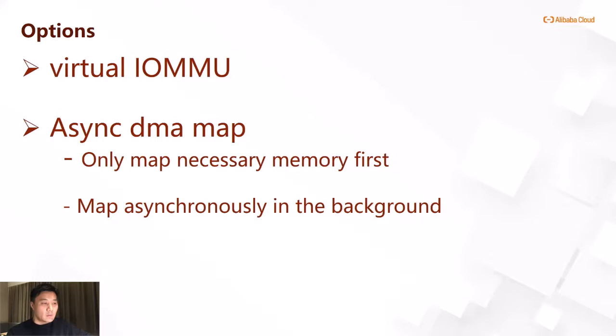So we choose one simple solution. We call it async DMA map. There are two key points. The first one is to only map necessary memory first. It ensures the guest operating system boots up. Then it maps the other memory asynchronously in the background. It might bring a little perceptible delay to the user, but it gives a better user experience.